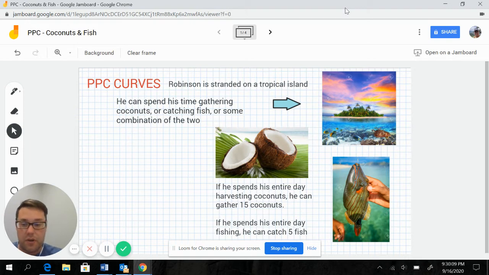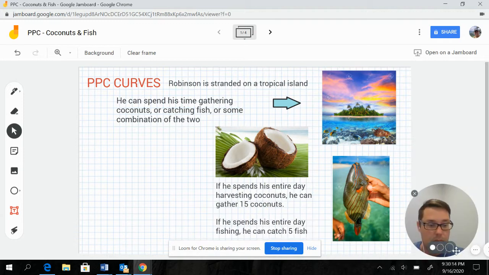So we're going to assume here an individual, Robinson. He's going to be stranded on a tropical island over here. In this model, it's very simplified. There are only two goods. Robinson presumably needs to eat to survive on this deserted island. He can spend his time, right? He only has so much time in a day, either gathering coconuts right here to eat, or he can fish.